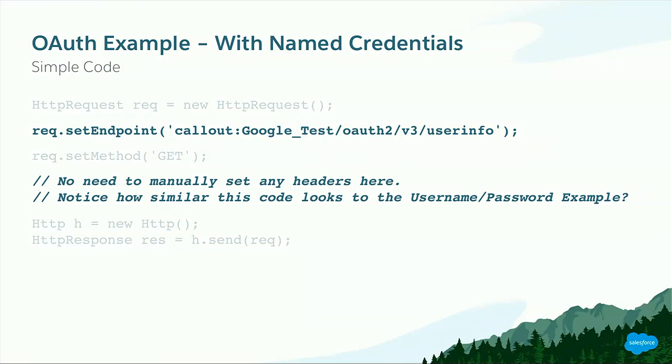So it's that simple. Behind the scenes, Salesforce will go ahead, add the headers it needs to add to your request, make the callout. If your session has expired, it'll use the refresh token to get a new access token and retry it for you, just like that. You don't have to do any of that retry logic yourself. It's all just baked in there.